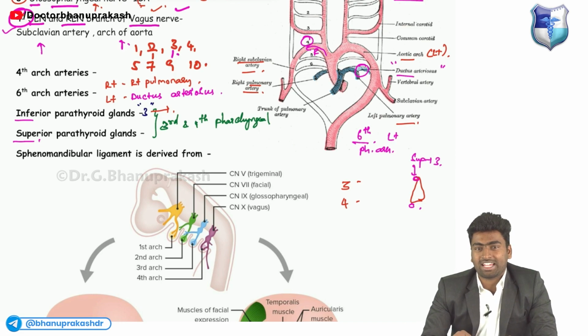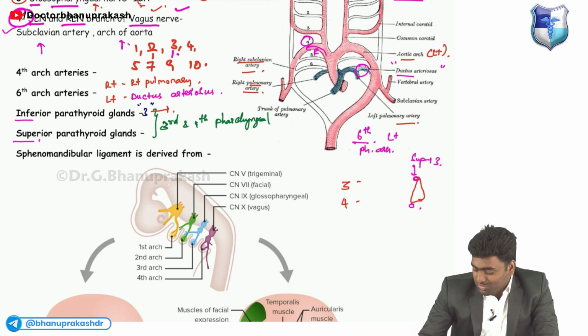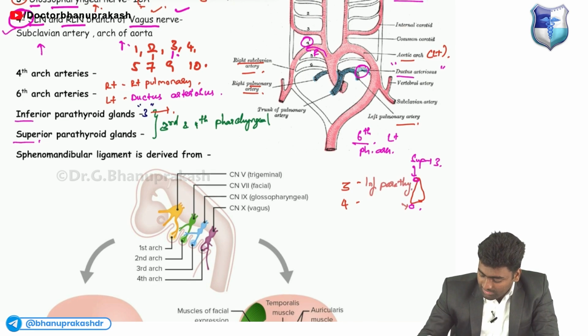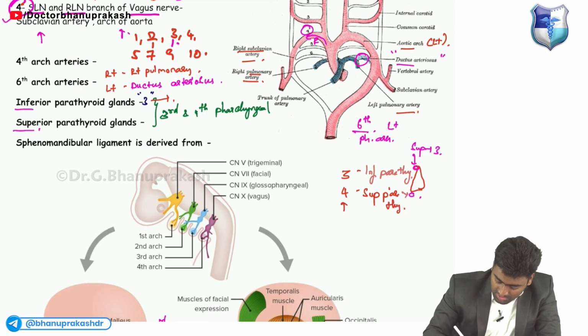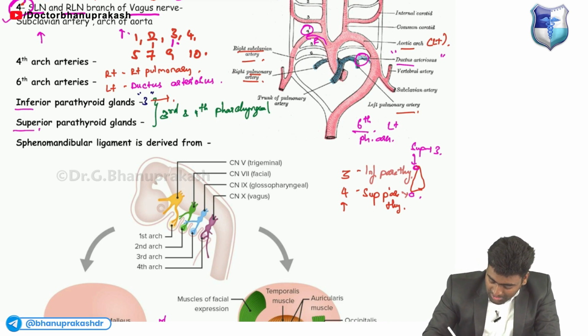But here the catch is that the third arch will give rise to the inferior parathyroid glands. Whereas the superior one will be given by the fourth pharyngeal arch. So the fourth arch gives the superior parathyroid. Right? So that is the catch here. The third arch gives the inferior parathyroid glands, whereas the superior parathyroid glands are from the fourth arch.